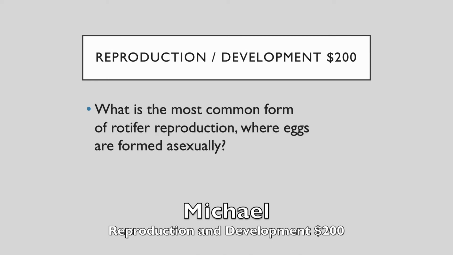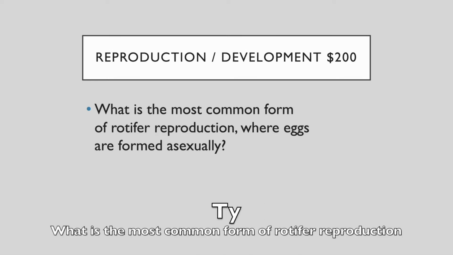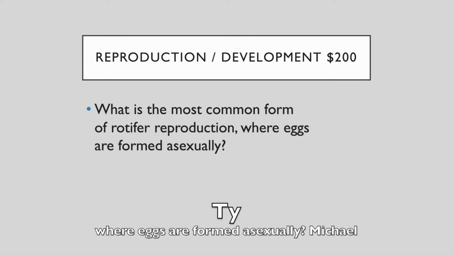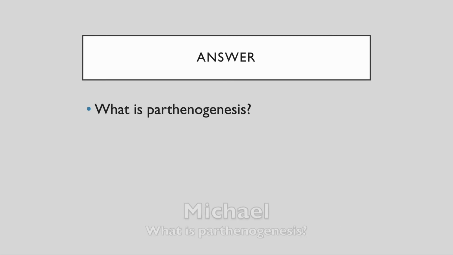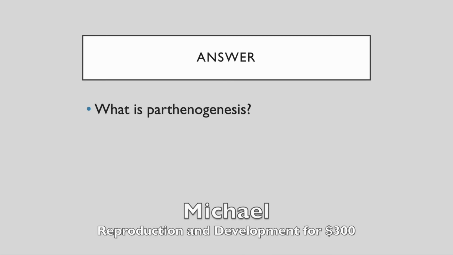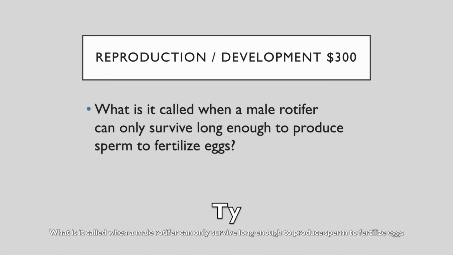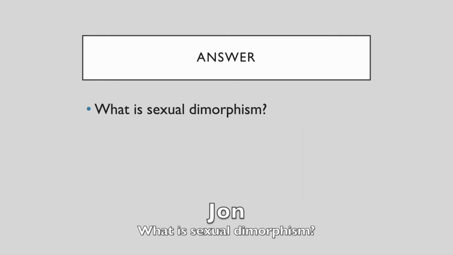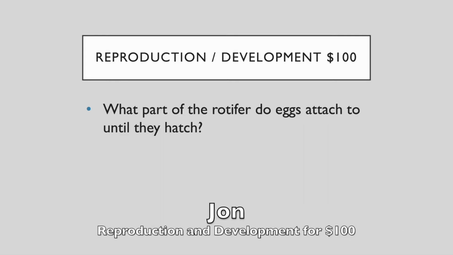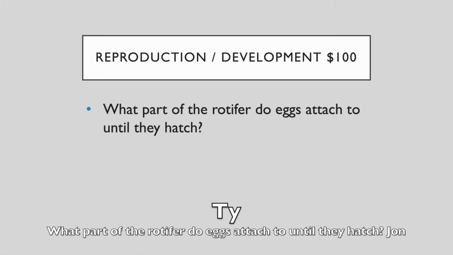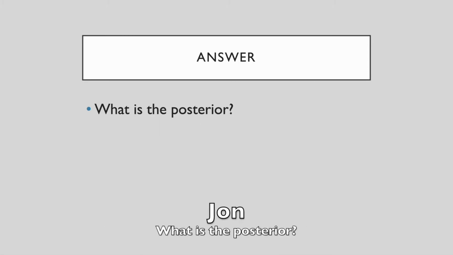Reproduction and development 200. What is the most common form of rotifer reproduction where eggs are formed asexually? Michael: What is parthenogenesis? Correct. Reproduction and development for 300. What is it called when a male rotifer can only survive long enough to produce sperm to fertilize eggs? John: What is sexual dimorphism? Correct. Reproduction and development for 100. What part of the rotifer do eggs attach to until they hatch? John: What is the posterior?